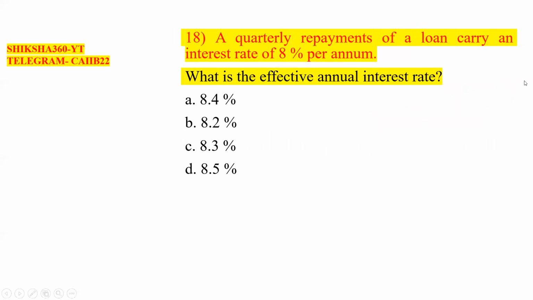Numerical based question. Question number 18: what is the effective annual interest rate? We have already discussed the formula for that. A quarterly repayment of a loan carries an interest rate of 8% per annum. So what is the effective annual interest rate?